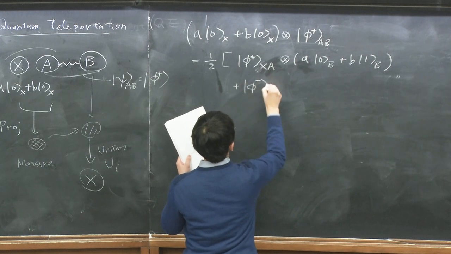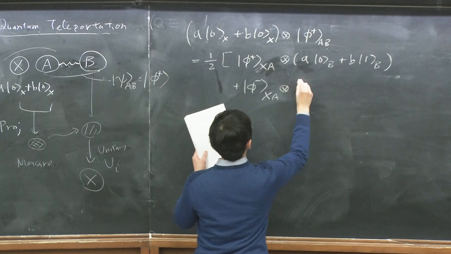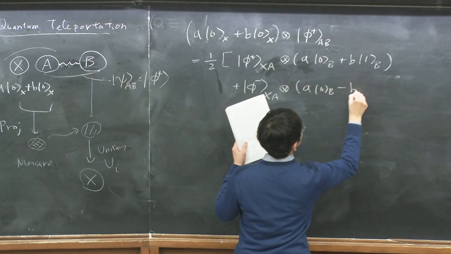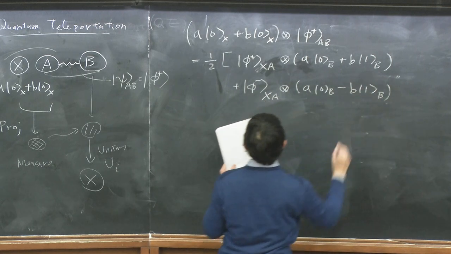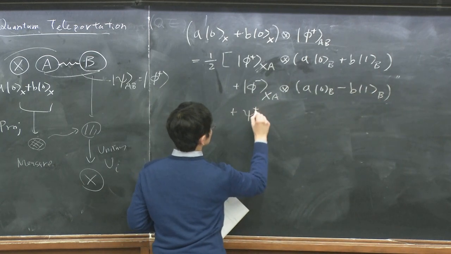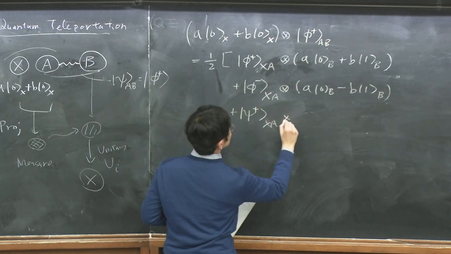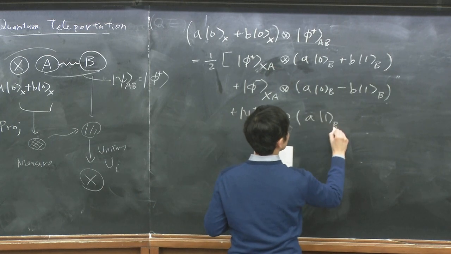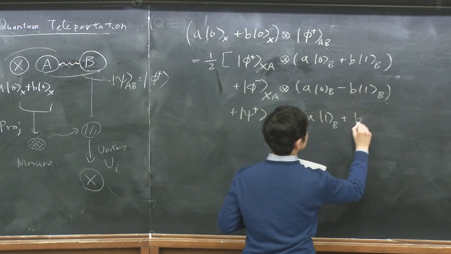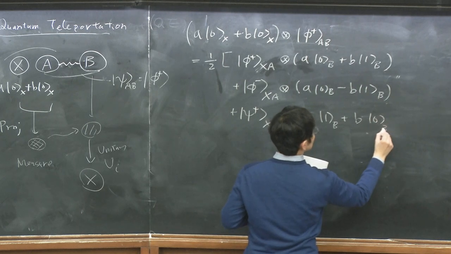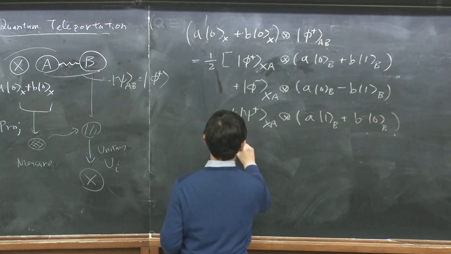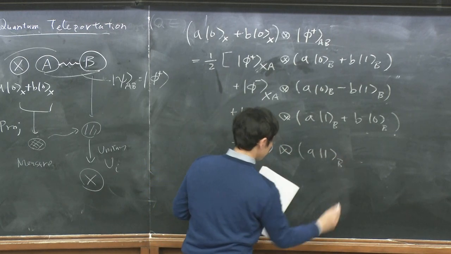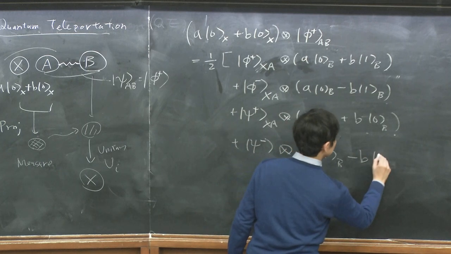Another possibility is like psi minus. A zero, and this is a minus sign there. Little different. And psi plus, which I defined before. Another Bell state, and now AB is flipped. This is now one, and this is plus B zero. And finally, psi minus, minus, minus B zero.